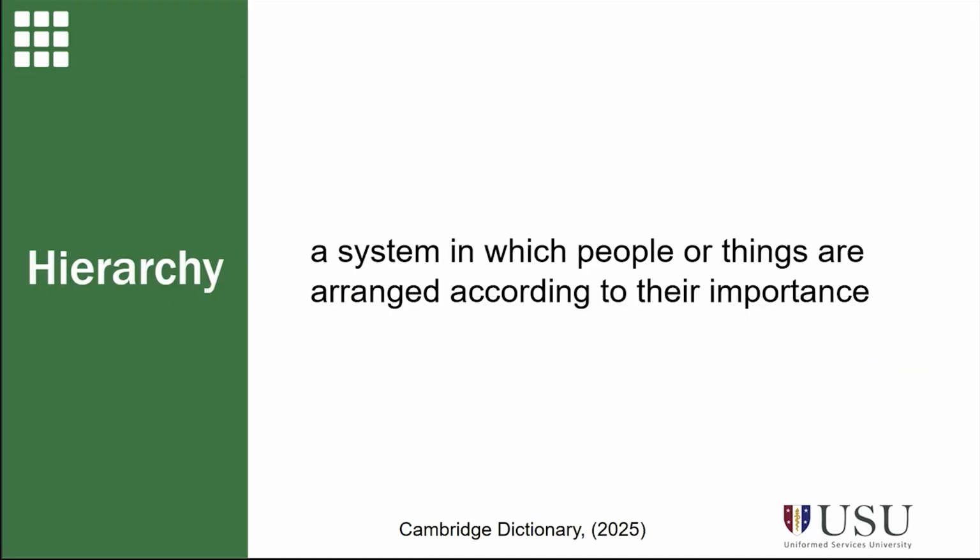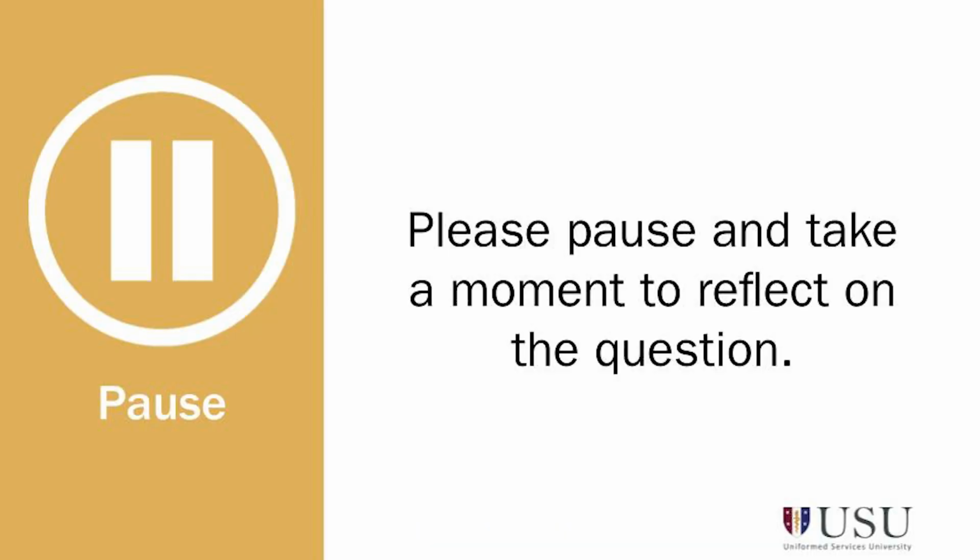Next category is hierarchy. The dictionary definition of hierarchy says that it's a system in which people or things are arranged according to their importance. There are some hierarchy formats that are quite effective at conveying hierarchical relationships visually, but some others can be misleading. So I have another quick question for you. What kind of graphic do we commonly see for organizations that explain the hierarchy of leadership for their employees?